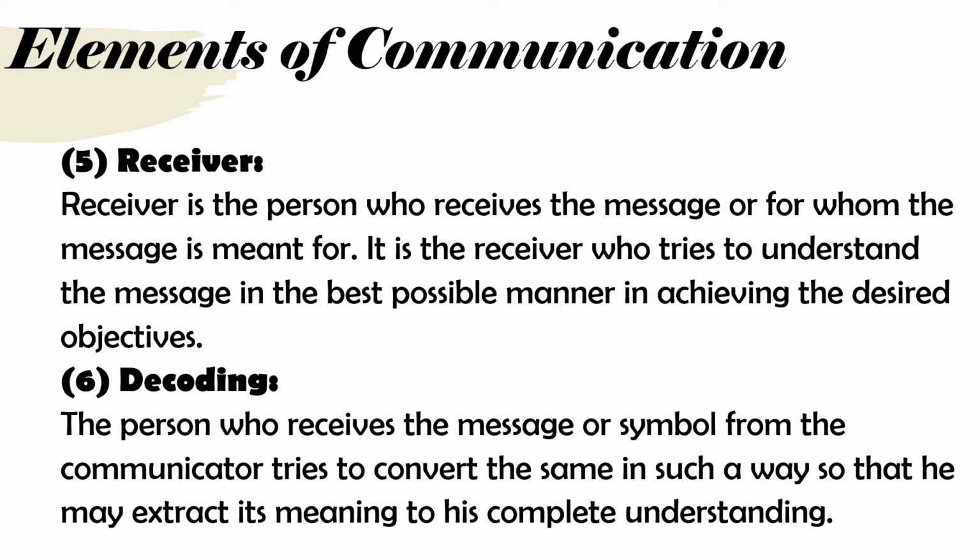Number 5, receiver. Receiver is the person who receives the message or for whom the message is meant. It is the receiver who tries to understand the message in the best possible manner in achieving the desired objectives. Number 6, decoding. The person who receives the message or symbol from the communicator tries to convert the same in such a way that he may extract its meaning to his complete understanding.